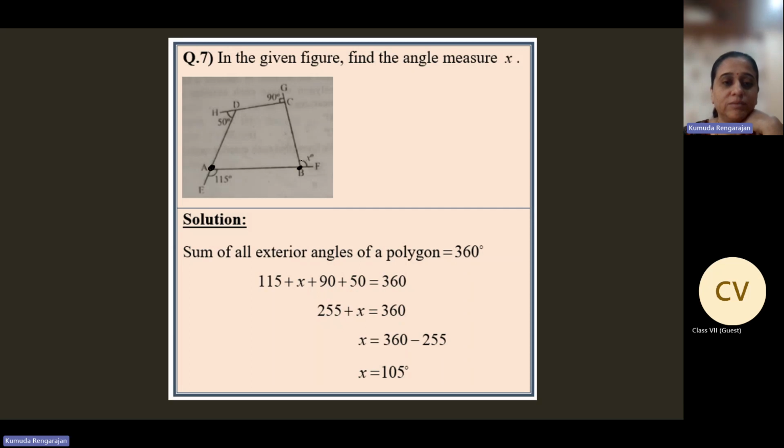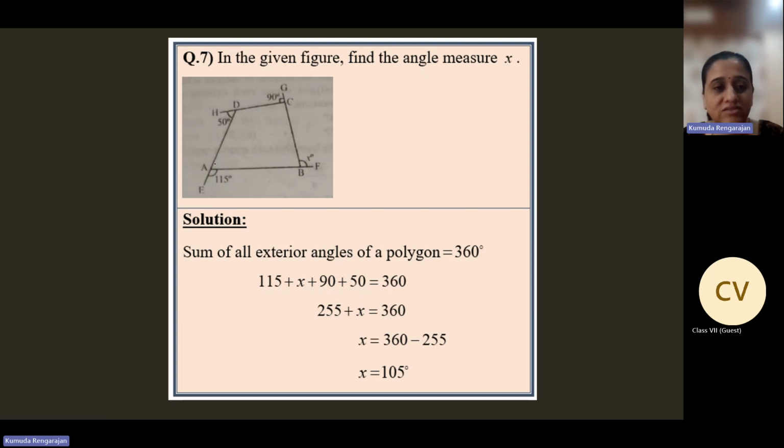Vertex A, vertex B, vertex C, vertex D. So ABCD is a quadrilateral, and its exterior angles are marked 115, 50 degrees, 90 degrees, and X. We know that the sum of the four exterior angles of the quadrilateral is 360. Working this, you can find the value of X.